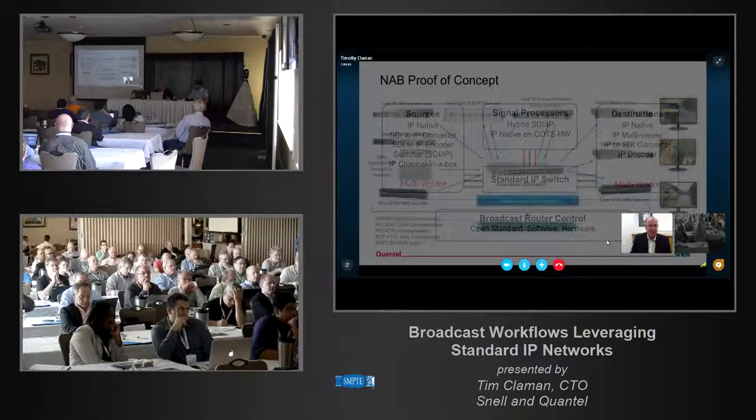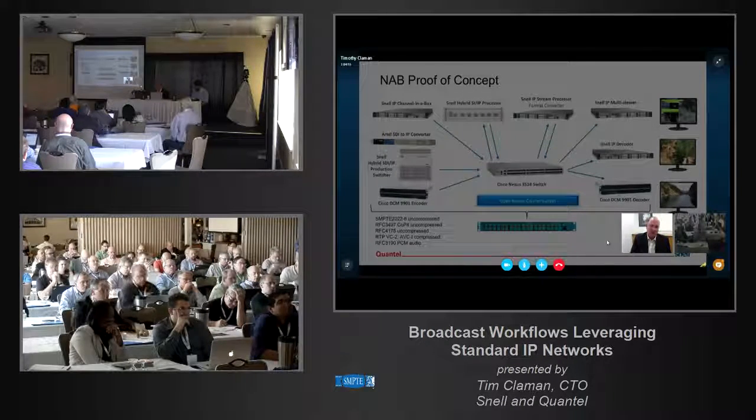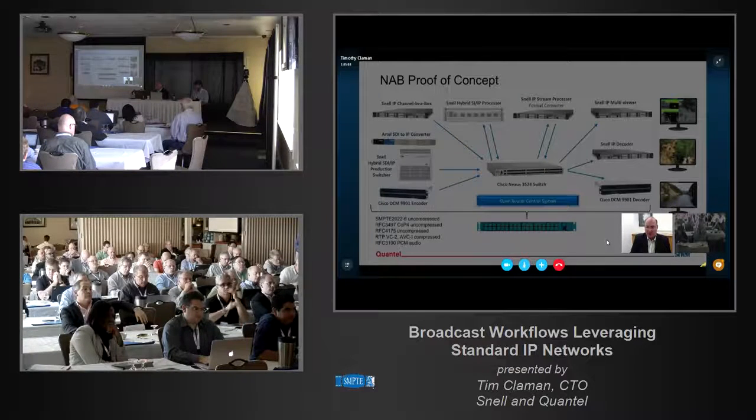I guess the other point to make here, and I think John's going to probably delve into this in a few minutes, is that not only are there a number of codec choices in addition to uncompressed, there are also a number of standards that describe how to encapsulate signals and packetize them. So that's another area that we're looking forward to seeing some convergence over time. But in this proof of concept, we were showing a cross-section of different encapsulation methods.